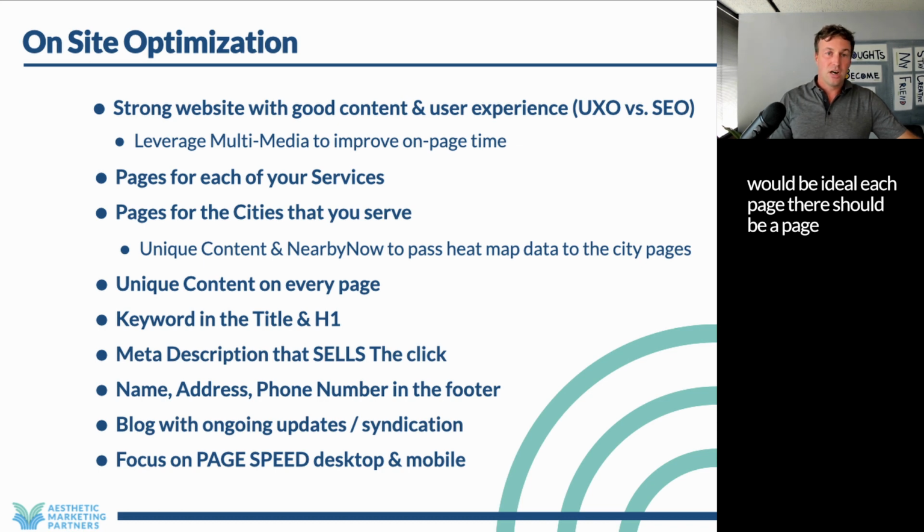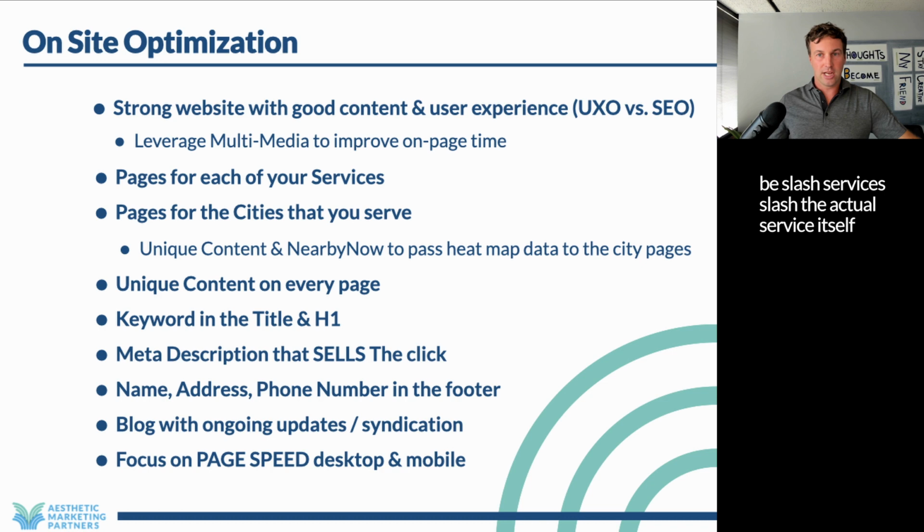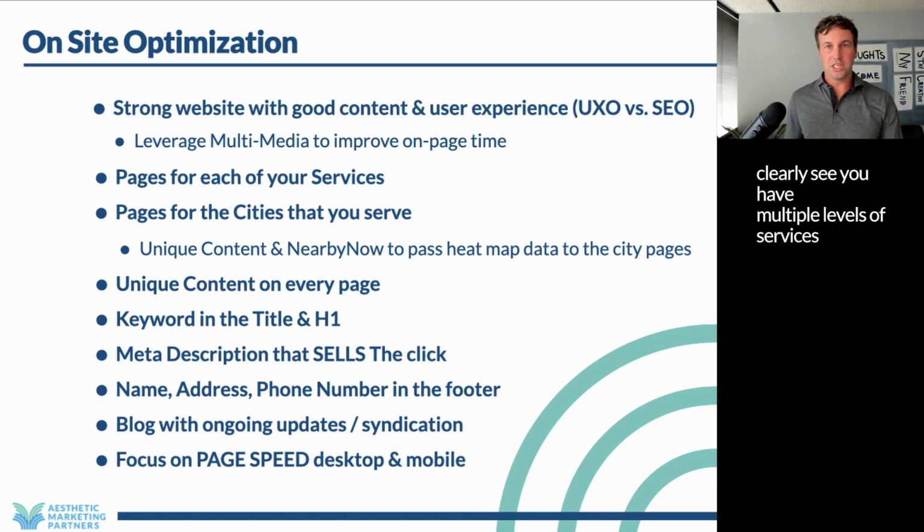Each page, there should be a page for each of your services. That's pretty obvious. One thing to think about is the hierarchy and the sitemap. So if it's yourdomain.com, it should be /services/ the actual service itself. If you have a cosmetic surgery or plastic surgery side and then a med spa side, you should build out that URL structure to where Google can clearly see you have multiple levels of services.